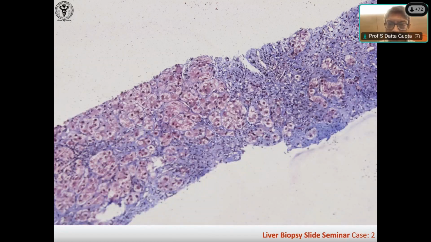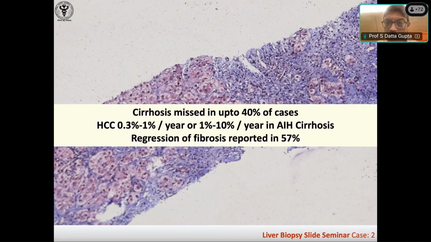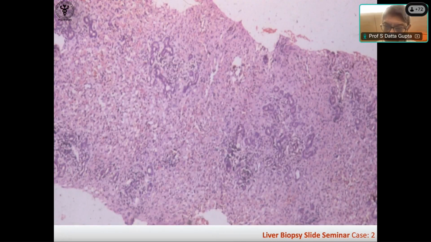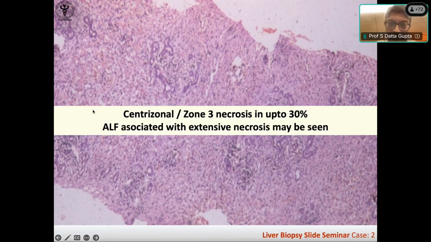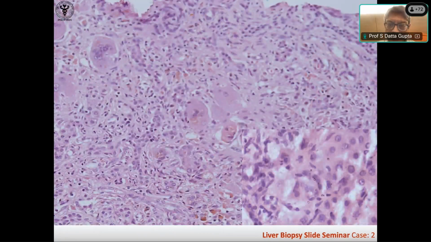And see, you get a lot of fibrosis in this. So cirrhosis is very common, but of course, if you treat, almost 60% of the fibrosis will regress, and it can be missed in almost half the cases if you are not very careful. And you can get extensive necrosis in autoimmune hepatitis. This is almost pan-acinar. See, portal tracts are so close to each other. It's pan-acinar necrosis, and in fact, you can get acute liver failure associated with autoimmune hepatitis.